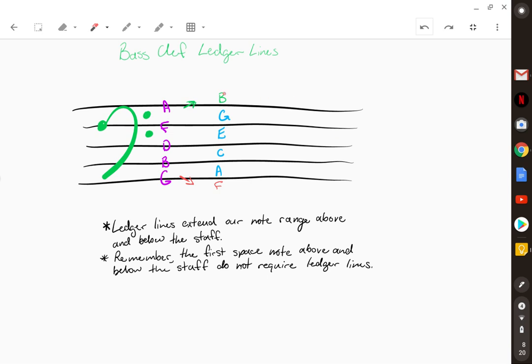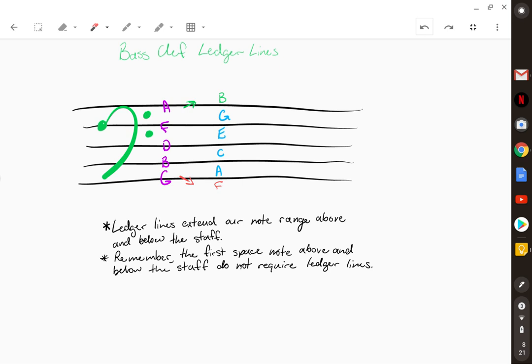Okay, everyone, today we're going to finish learning about the bass clef by going over the ledger lines. Remember, the ledger lines allow us to extend our note range above and below the staff, so now we can go up above, and we can go down below. But before we do that, I already have our bass clef line and space notes on the staff.